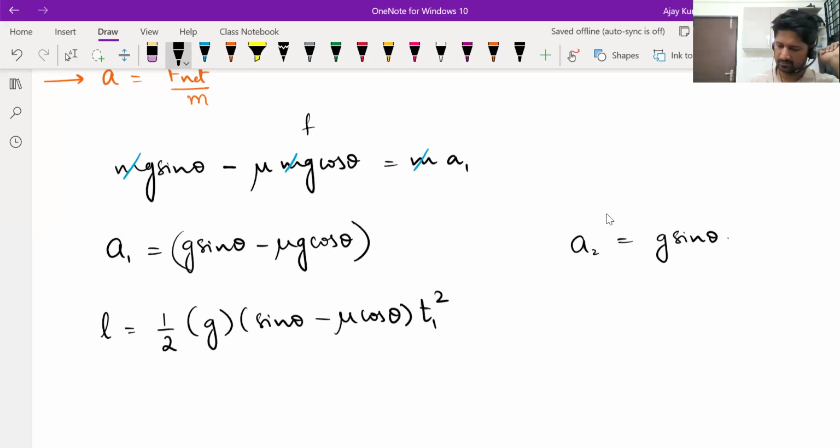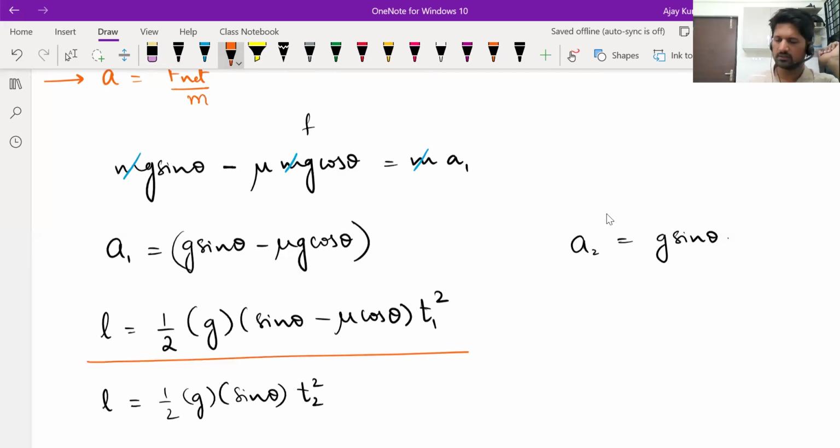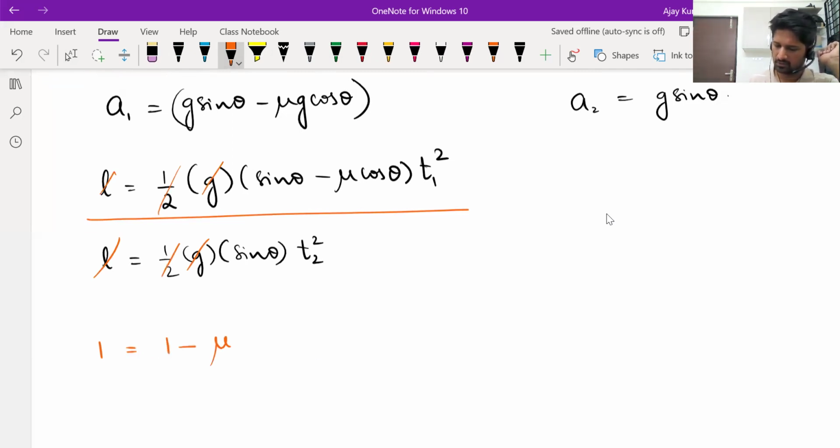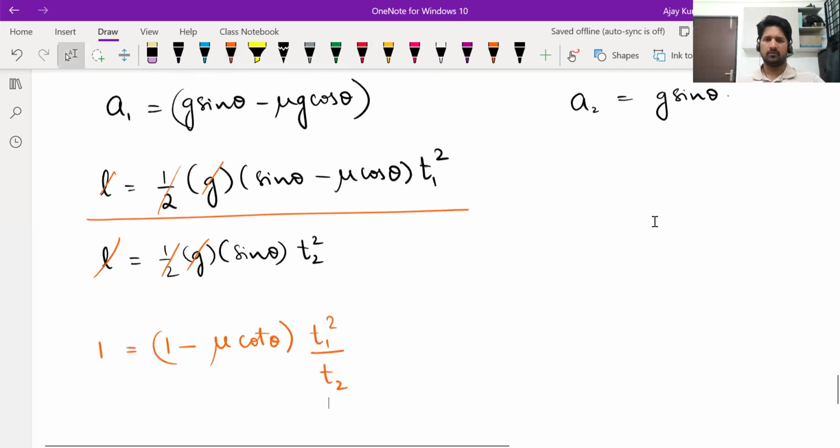And in the second case, the same length L, the displacement is the same, and the acceleration is only g sin theta. Let the time taken be t2, square it. Divide these two equations and you will get the ratio t2 by t1. L gets cancelled, half g gets cancelled. So 1 is equal to sin theta minus mu cos theta divided by sin theta. You can write it as 1 minus mu, cos by sin is cot theta, into t1 square by t2 square. And from there, you'll get the ratio t1 by t2 or t2 by t1 as required.